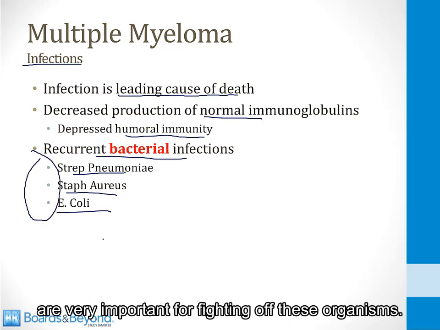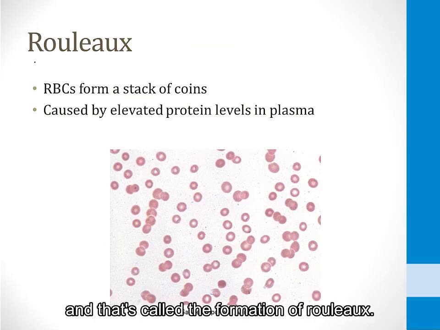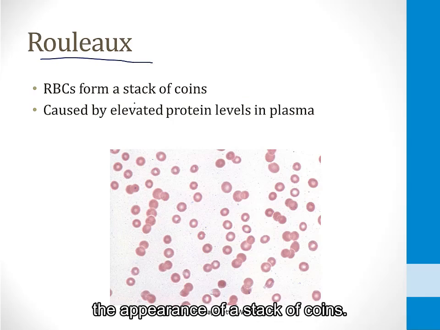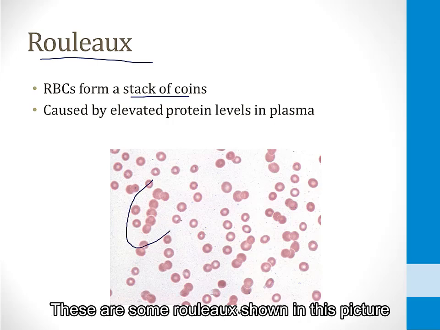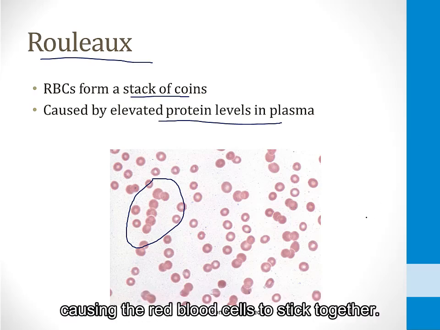There's a characteristic finding on peripheral blood smear in patients with multiple myeloma, and that's called the formation of rouleaux. Rouleaux are red blood cells that take on the appearance of a stack of coins. These are some rouleaux shown in this picture on the screen here, and this is caused by elevated protein levels in the plasma, causing the red blood cells to stick together.